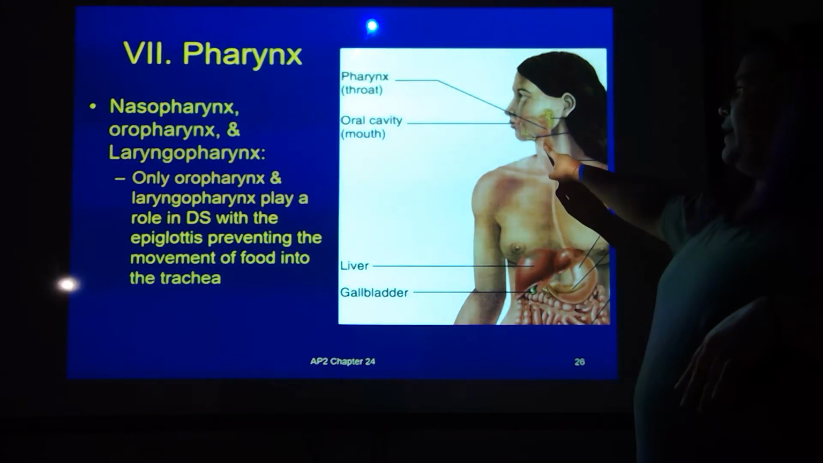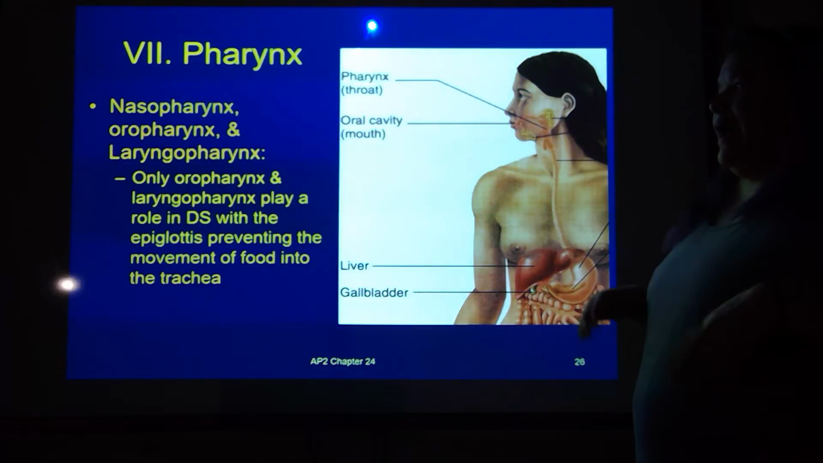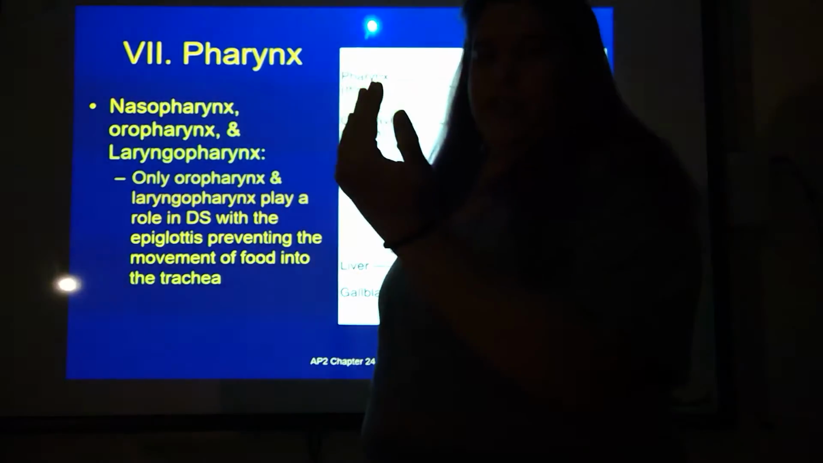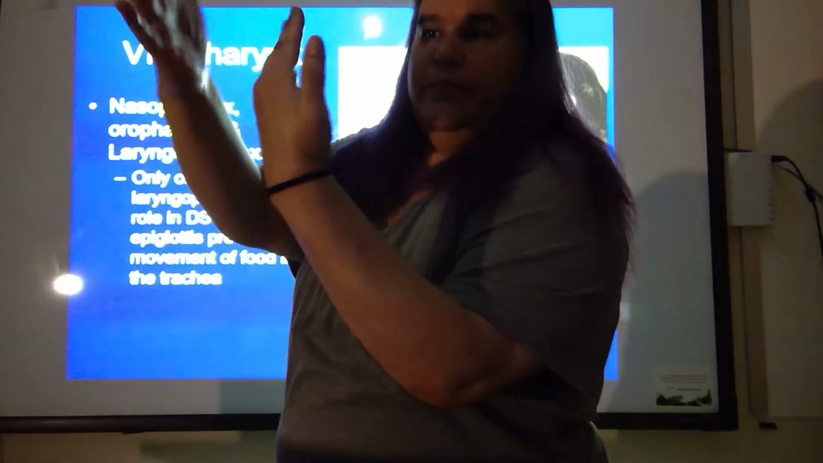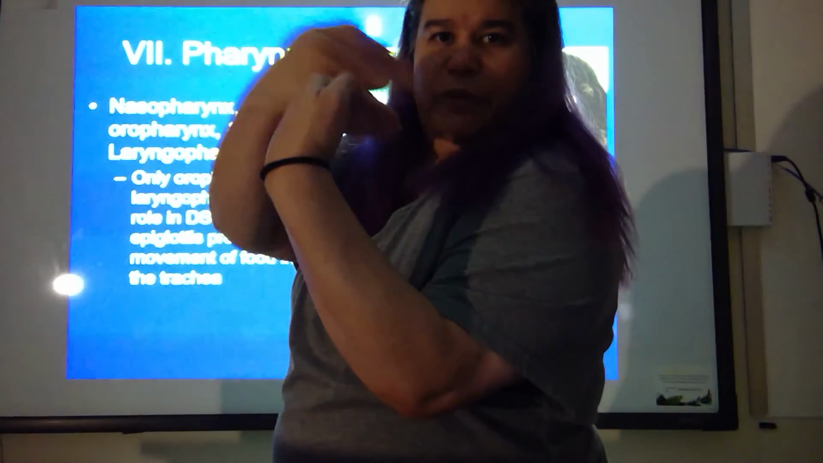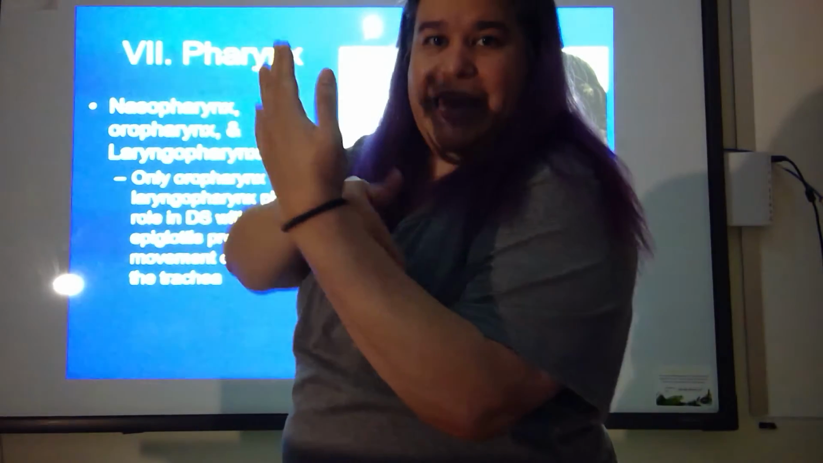Also, right here, at the laryngopharynx, you've got the epiglottis. The epiglottis, when you are eating and food comes, basically folds over your breathing tube to prevent food from going into that tube.